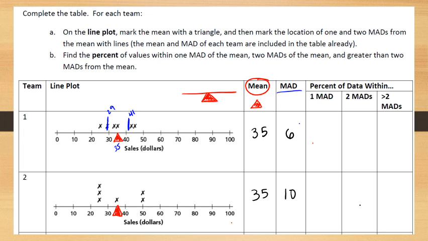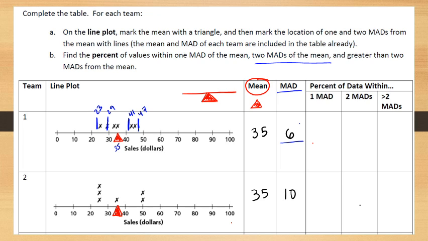This gives me the number of data values right here that are within 1 MAD of the mean. I'm also going to mark the location of 2 MADs of the mean because I'm going to need to find the percentages with those. So if I go from 41 to another MAD out, 41 plus 6 is going to get me to 47. So I'm going to go ahead and mark that in. And then if I go another MAD below, 29 minus 6 would give me 23. And again, this is approximate. I know it's hard to be exact, but this gives you the values of 1 MAD from the mean and 2 MADs from the mean. And then you can also see what would be greater than 2 MADs.